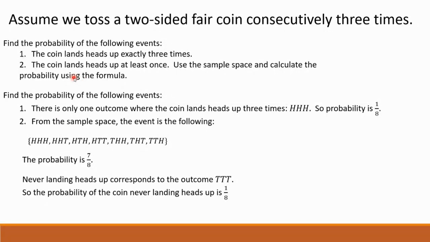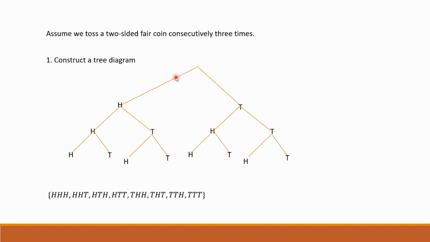Okay. So we want the probability that the coin lands heads up exactly 3 times. Well, looking at the sample space, there's only one way, only one outcome where that happens, right? Here.